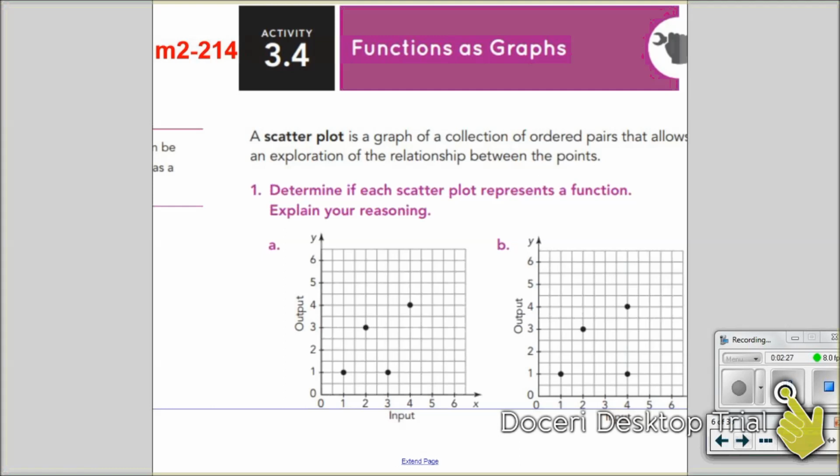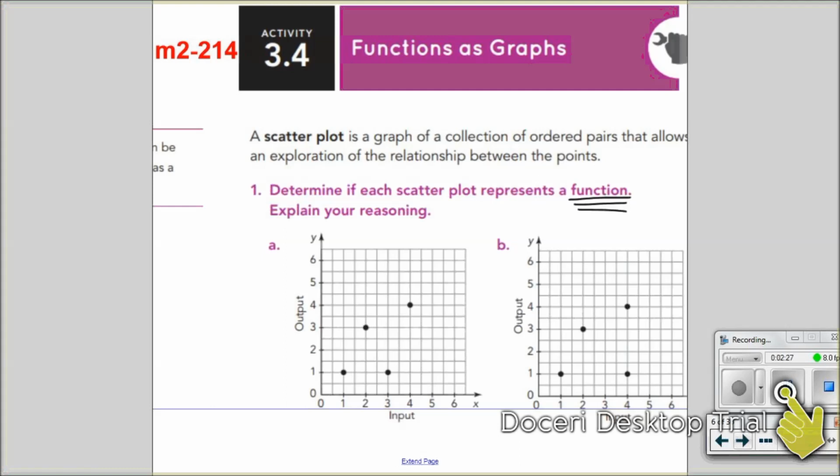Now let's look at the information that's in purple, our directions for today. Again, when I stop, you're reading the next word. It says, determine if each plot represents a function, explain your reasoning. Now I want you to take a second here and underline that word function.